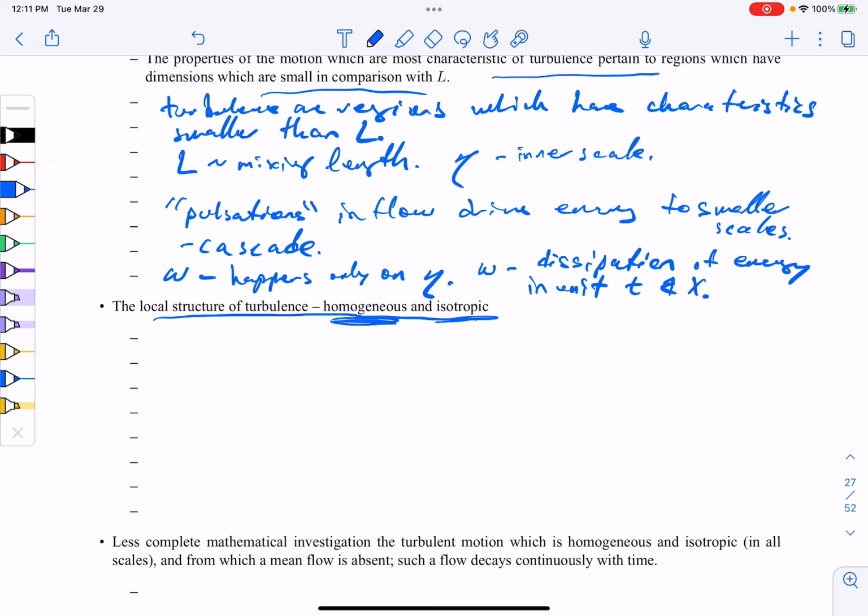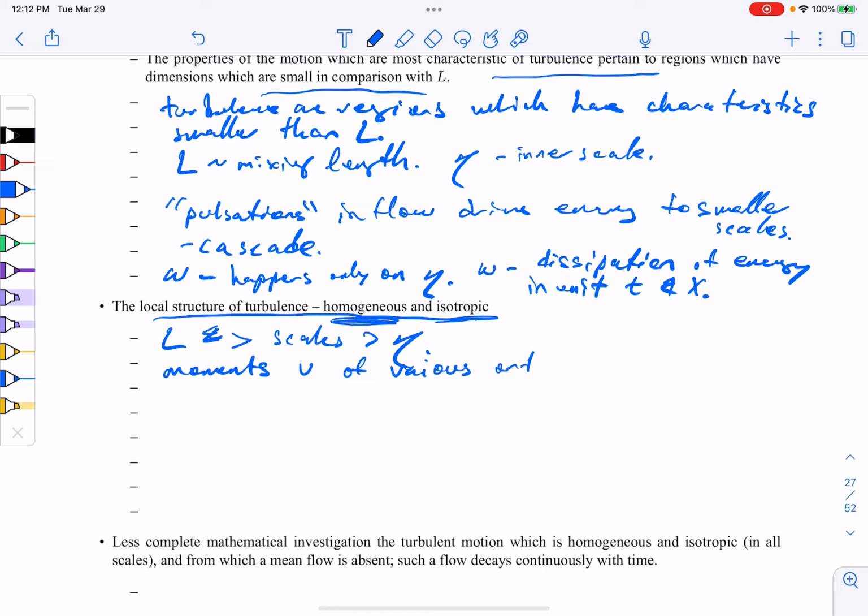So in these cases, once again, the same rules apply. There's L, and then there's scales, maybe I should say this way, greater than scales of turbulence. And there's some small scale eta. It's homogeneous. And if you take, say, U or V or W or P or T, all your variables, you can take moments. In this case, you take moments of, say, velocities of various orders. Then the mean values of those components and their vector differences can be defined at 2 points in space-time.